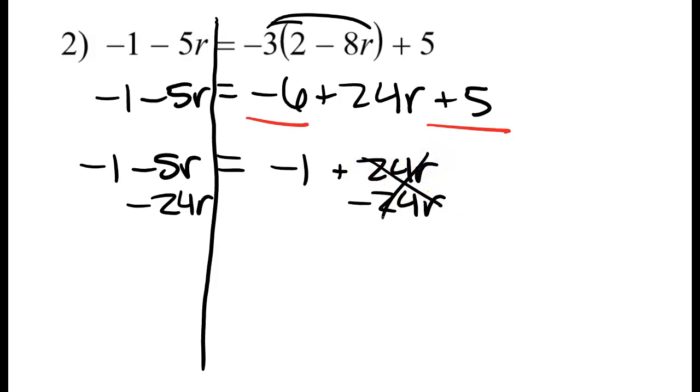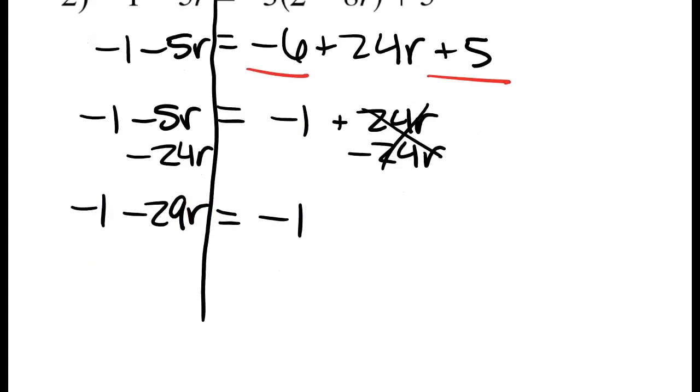Now I've got negative 5r minus 24r. That's going to get me a negative 29r. Bring down the negative 1 that was in front, and bring down the negative 1 from the other side. Next step, let's add 1 to both sides. So I get negative 29r equals negative 1 plus 1 is 0.